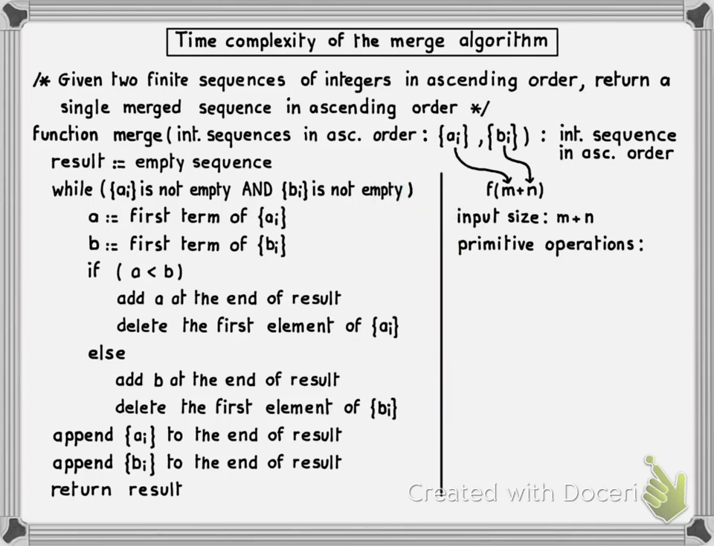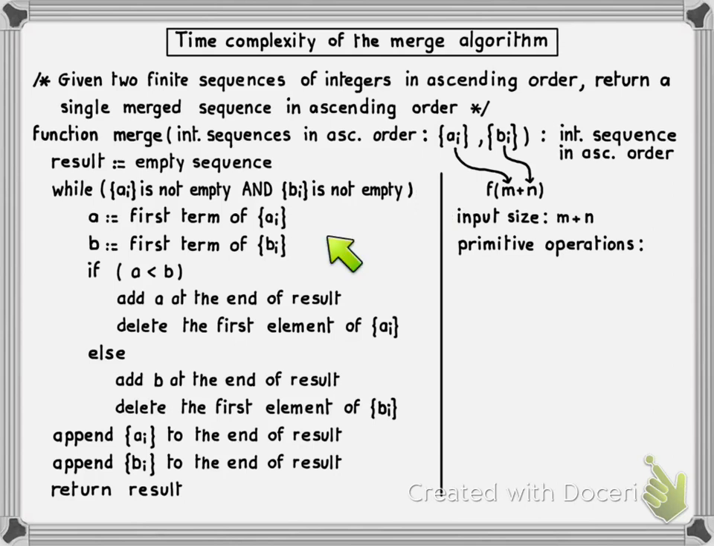So we can ignore this primitive operation here, which gets executed only once, as well as those last three. We need to focus on the while loop. So one question is, how long does it take the while loop to execute?